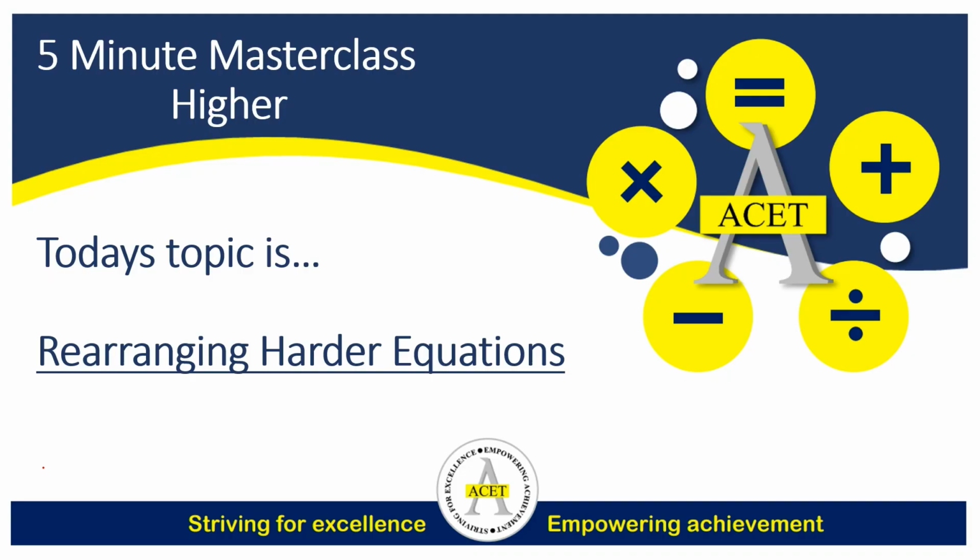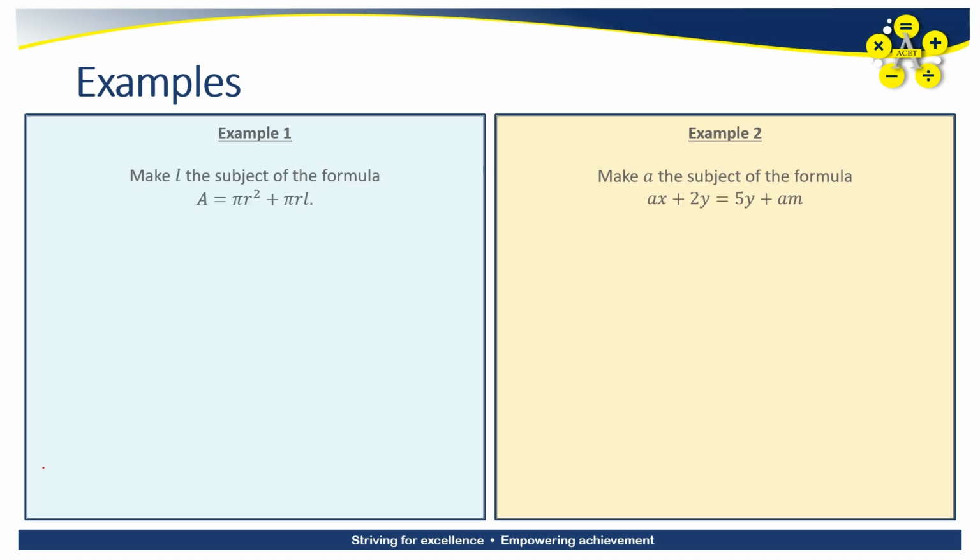Today's topic is rearranging harder equations. There's a couple of examples here that I'm going to walk you through. What we're looking at is a formula where we want to make L the subject. This is how to find the surface area of a cone. We've got pi r squared, that's the circle, and pi rl, which is going to get you that curved bit across the top. And this L is what we're interested in finding. So our solution needs to be L equals.